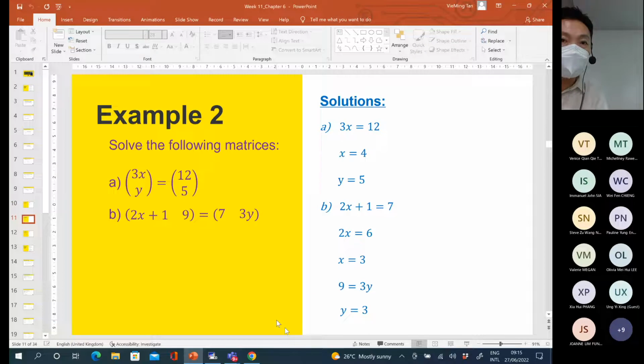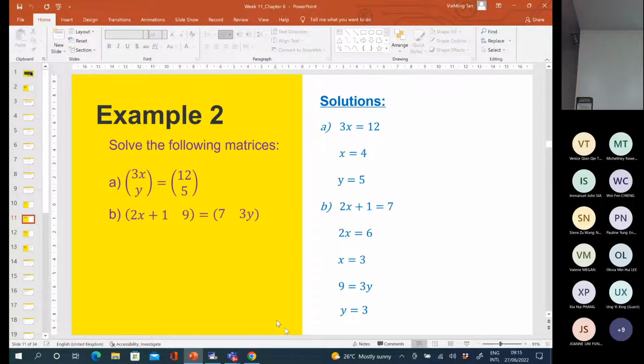Okay, example 2. Example 2 is when asked to solve the problem for the matrices. That means we need to identify the value of the unknown variable. So for part A, there are 2 unknown variables which are x and y, 3x, y. All right. So this matrix consists of how many rows? 2 rows, right? 2 rows and only 1 column.